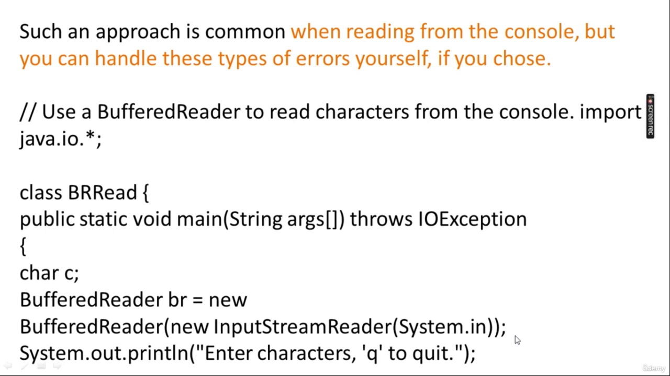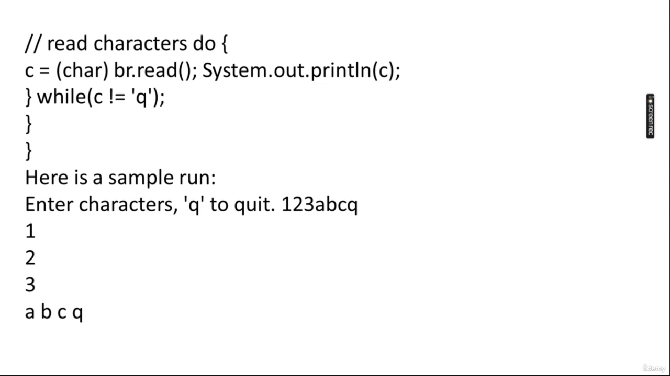Now, whenever you start entering characters, until you stop with Q, this line will be used to read characters one by one. Read characters to buffer. read will return a character that is cast. C will be used to store this character and print it while C is not equal to Q. When the user enters Q, they will stop entering, and it will stop reading. Enter characters, Q to quit.